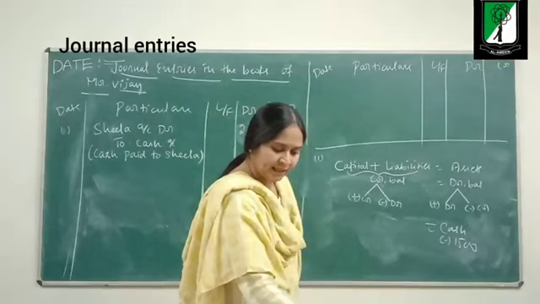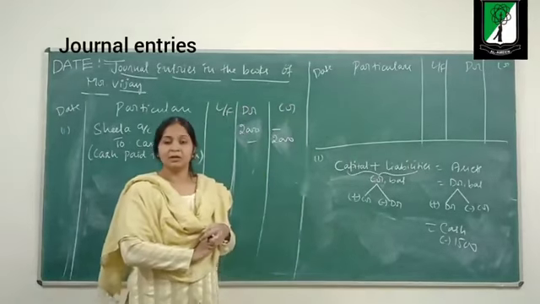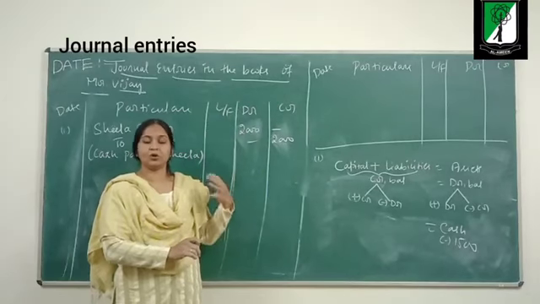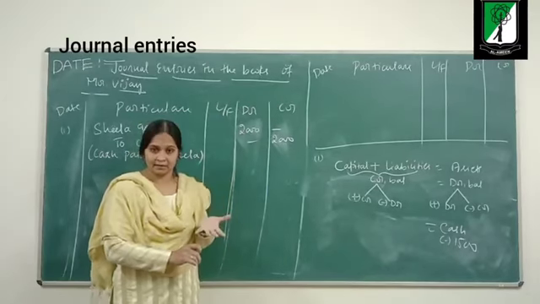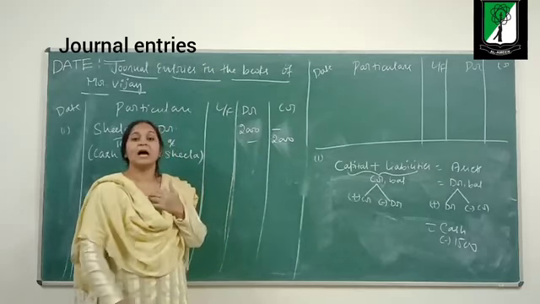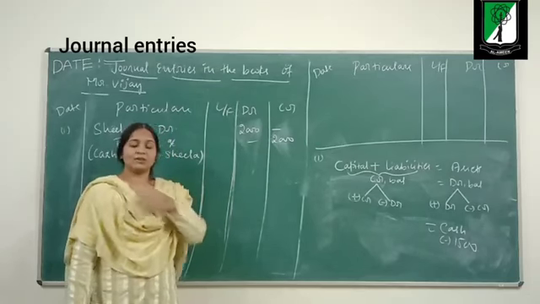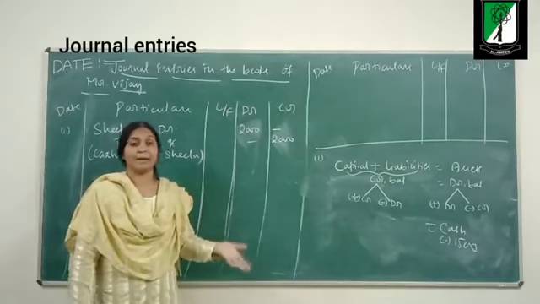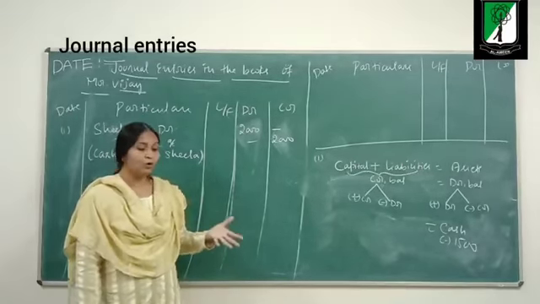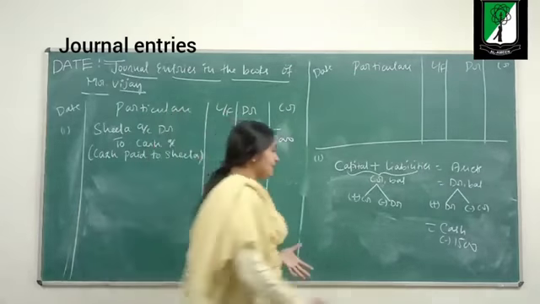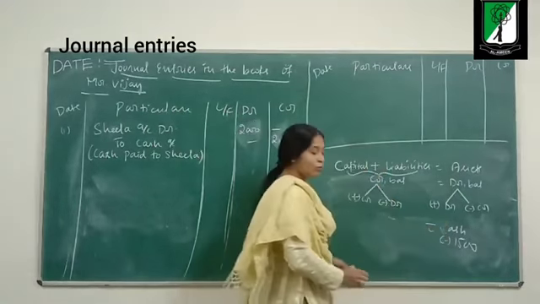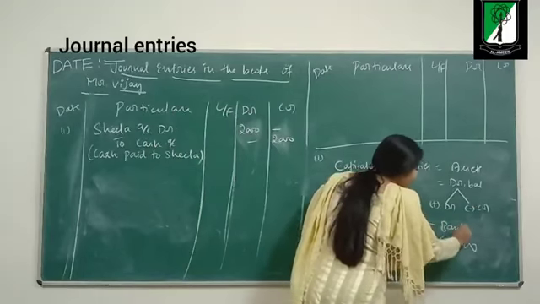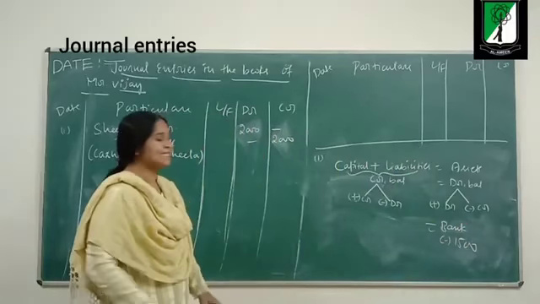The business is making payment to Amitabh. It means that the business had purchased goods from Amitabh on credit. Now it is making payment to Amitabh by check. So instead of cash, what should I write here? Bank, because it is making payment by check.